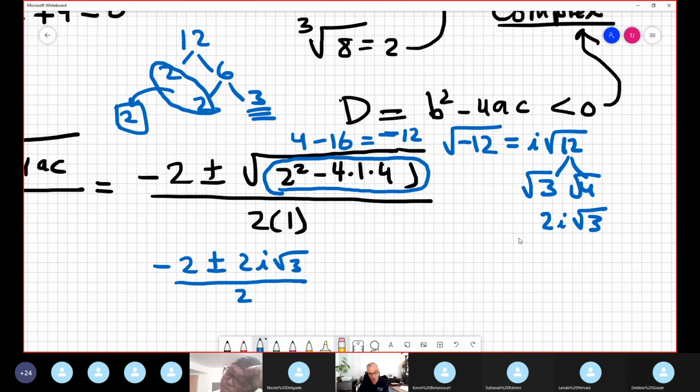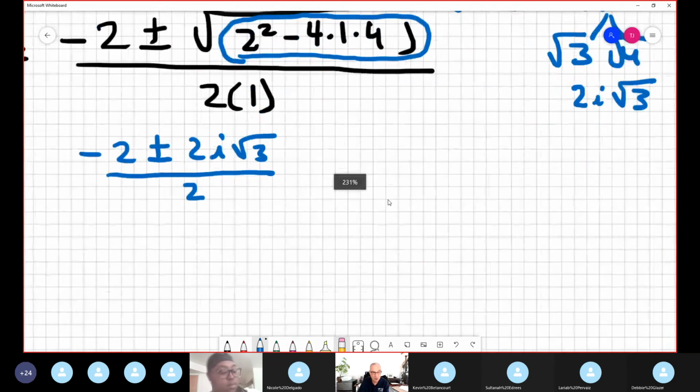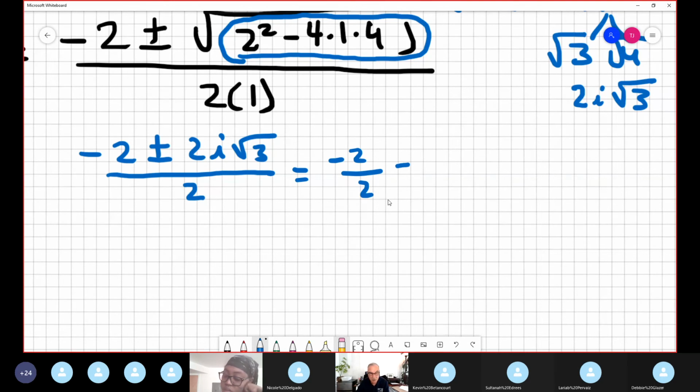Can I leave it like that? No, of course not. I split this common denominator because I want to see much better the real part and the imaginary part, because I know that these solutions are complex. So, negative 2 over 2 plus or minus 2i radical 3 over 2. Negative 2 divided by 2 is negative 1, plus or minus, and the 2 is cancelled out. Also, i radical 3.